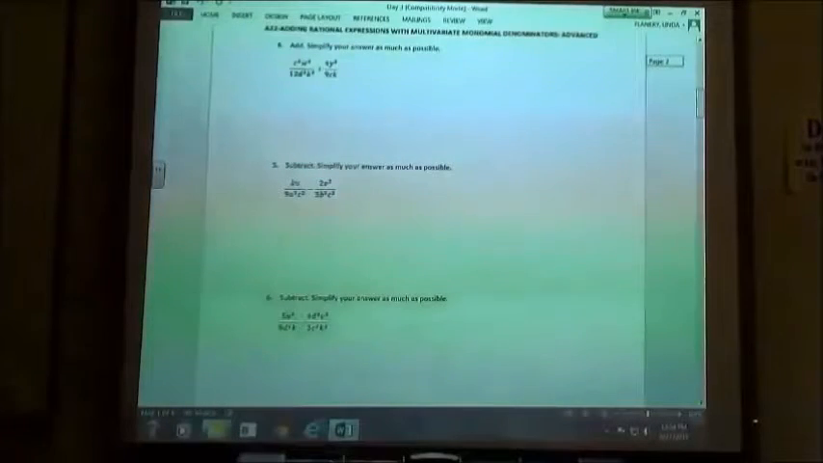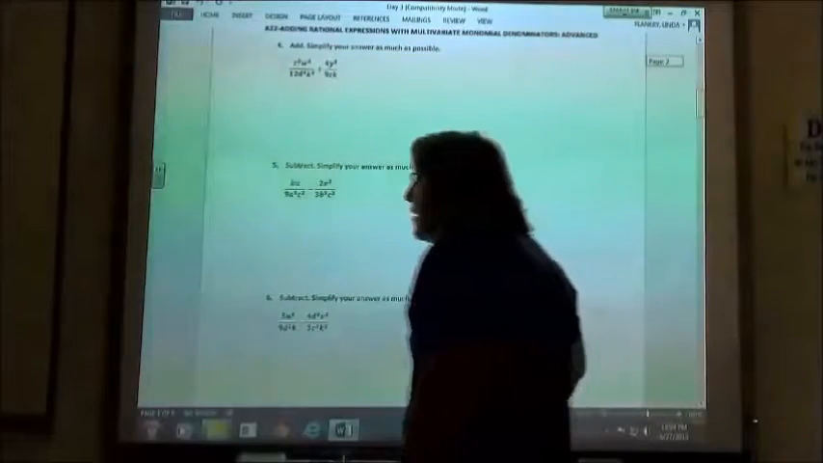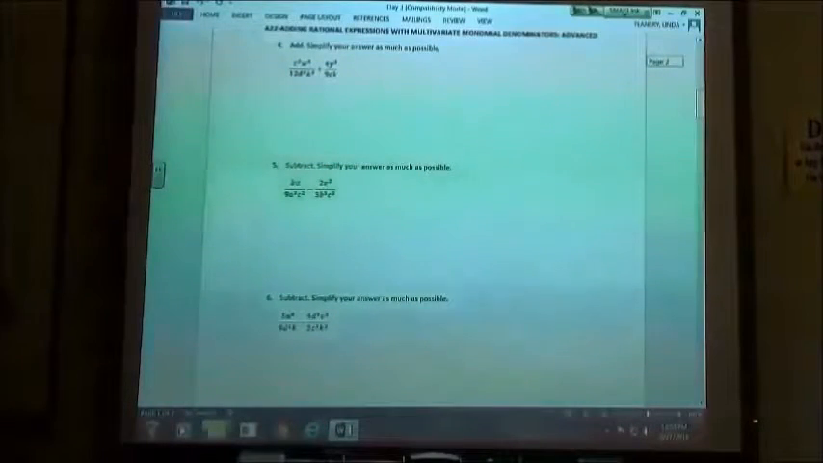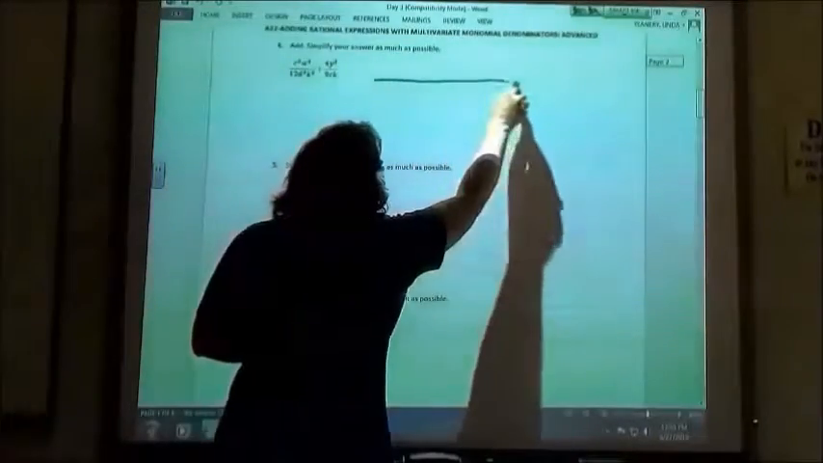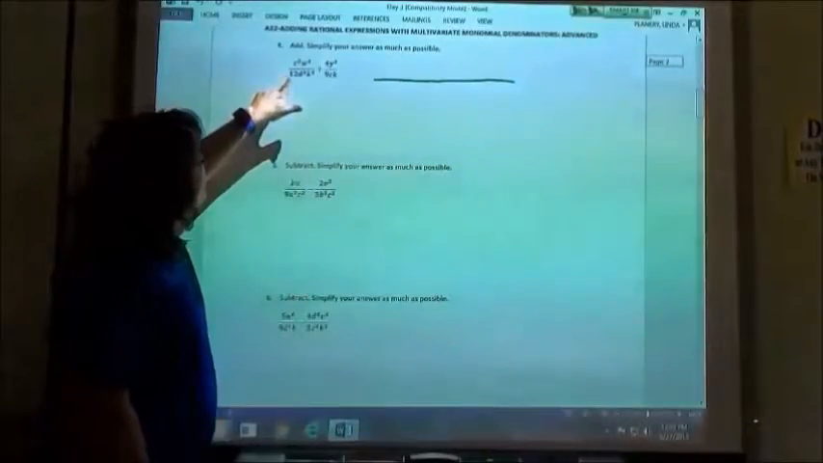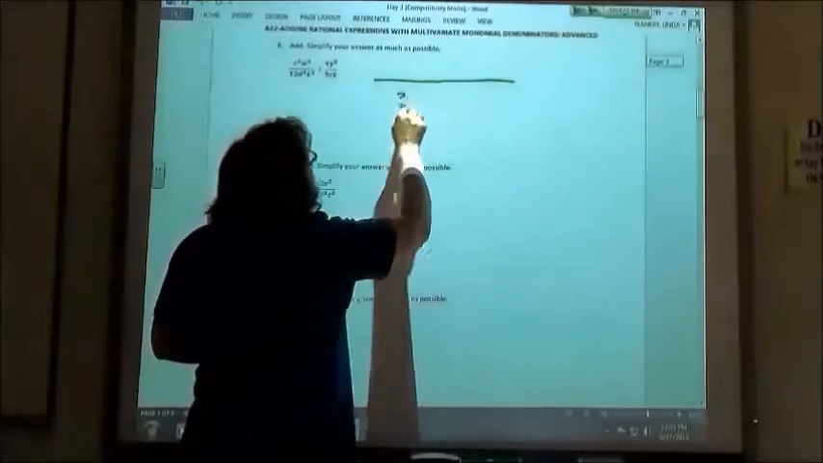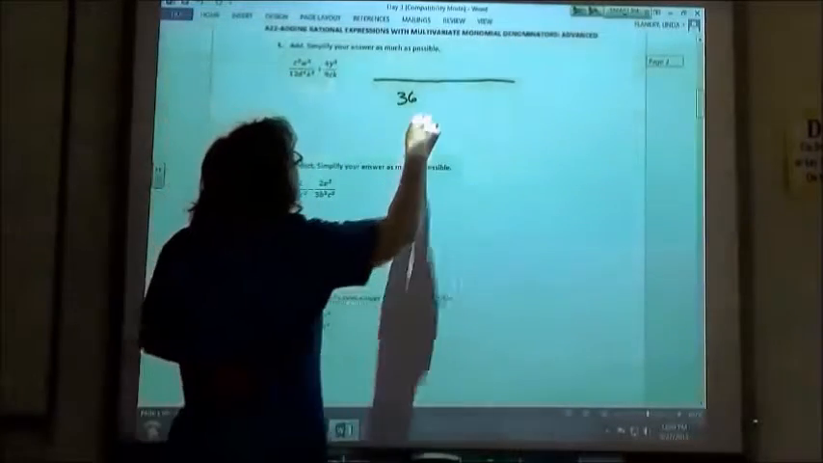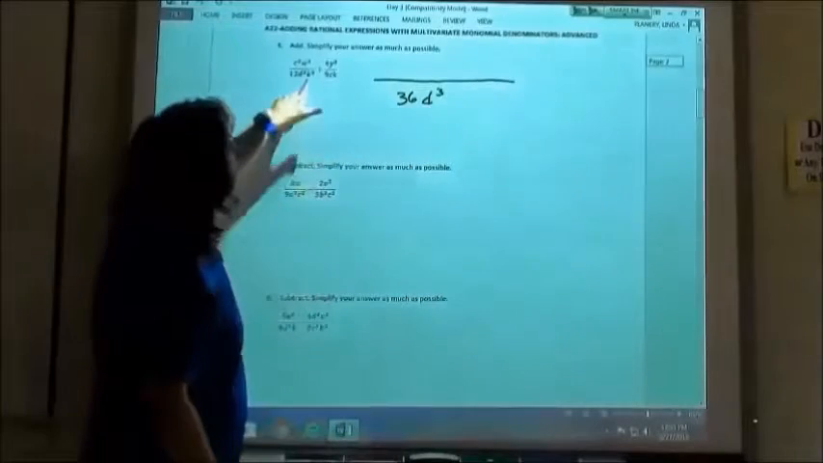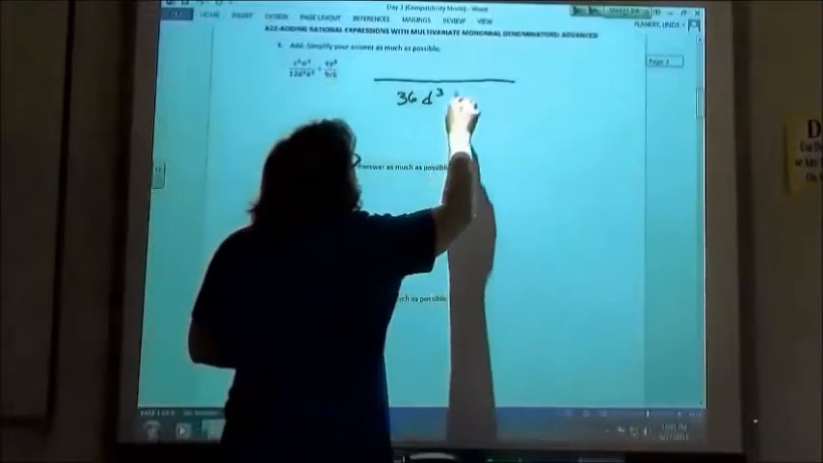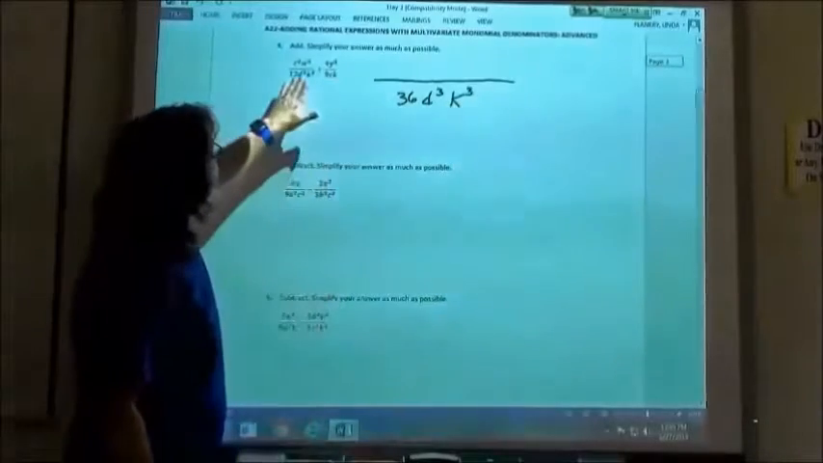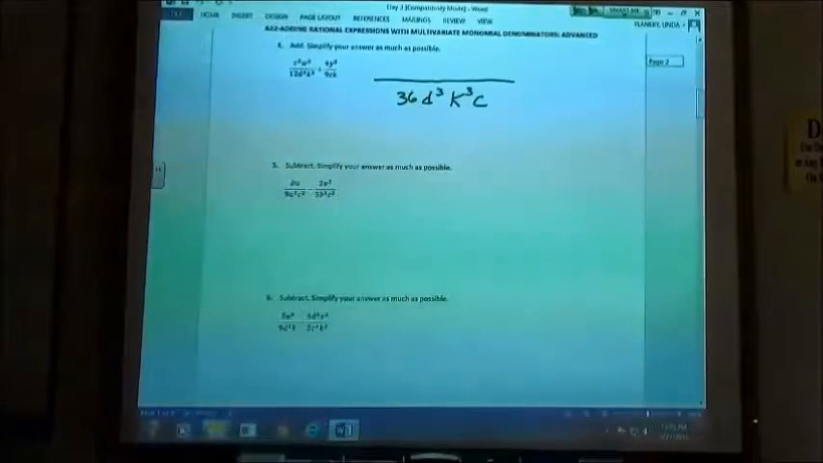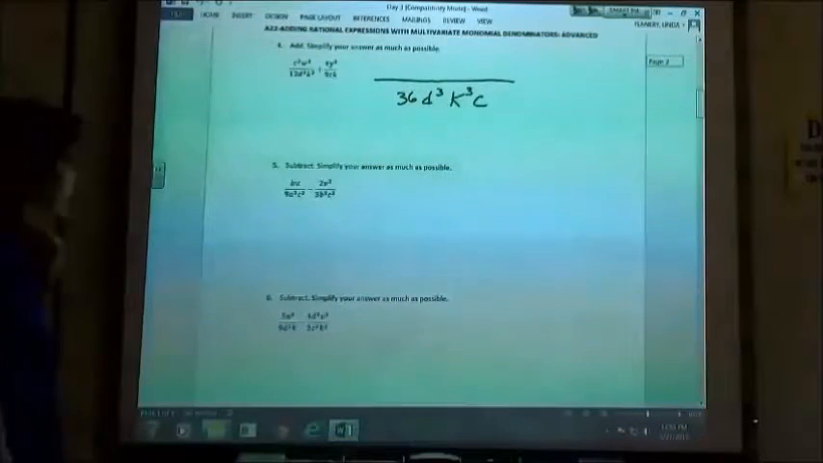4, 5, and 6, adding rational expressions with multivariate monomial denominators. Again, we're adding and subtracting fractions, so we have to find our common denominator by finding that least common multiple. So if I'm going to find my common denominator here, the least common multiple of 12 and 9 would be 36. And then with my variables, I have to use the higher one. I have a d to the third, but no d's, so I have to have the d to the third. I've got a k to the third and a plain k. I've got to have the higher one, k to the third. And even though this doesn't have c's, this does have a c, so I have to have a c. So I have to have 36, d to the third, k to the third, c as my common denominator.